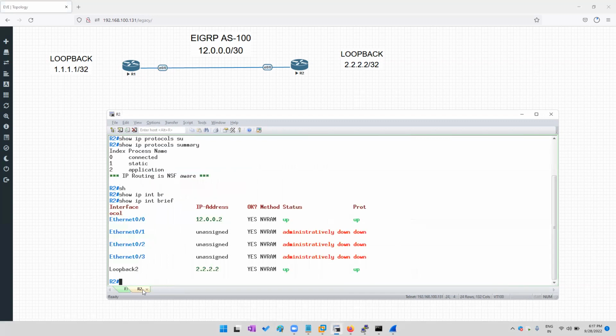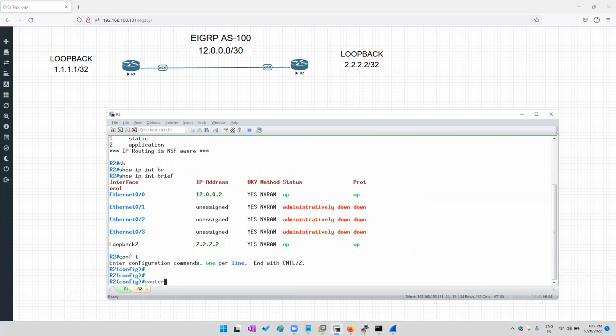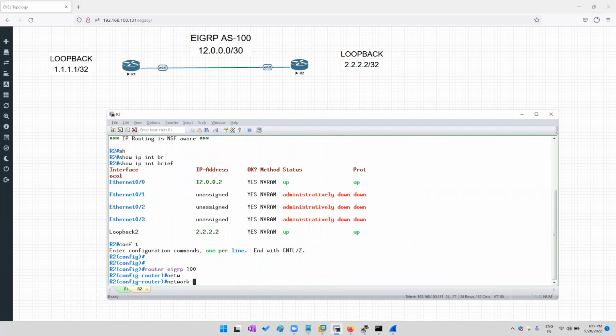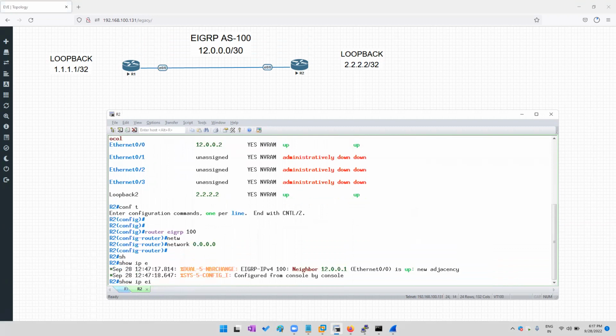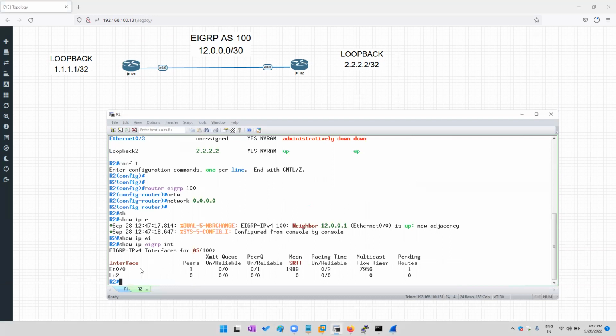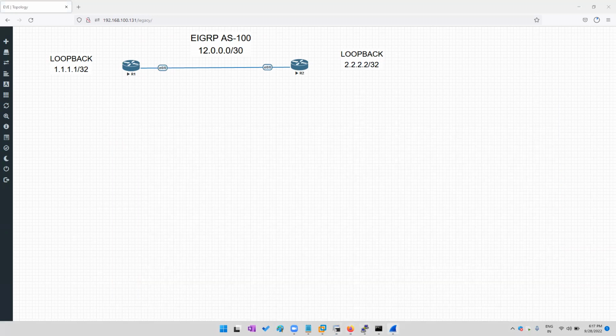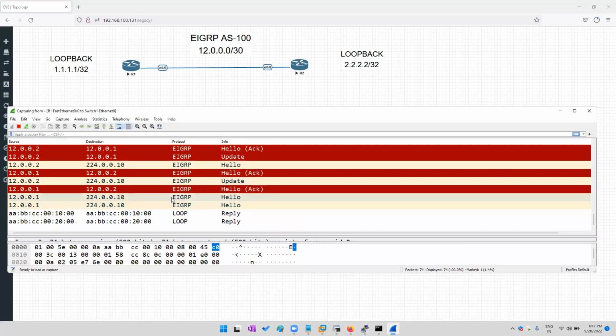Now, go to the R2 side. Router 2 says, I am using router eigrp 100 and I am using the network 0.0.0.0 command. That means from 0 to 255. If anyone is available with the same IP from 0 to 255, we can enable EIGRP. Then enter. Now verify with show ip eigrp interface. So how many interfaces enabled EIGRP on router 2? 2 interfaces.